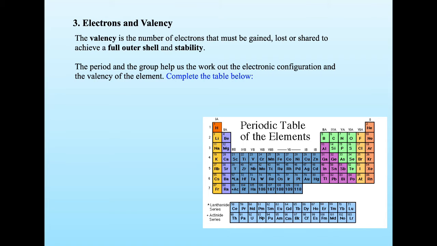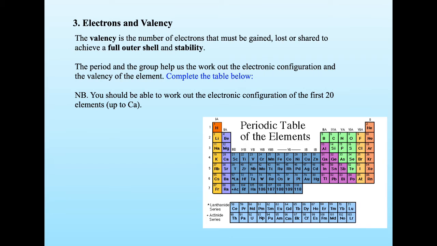So the period will tell us about the electronic configuration of an element, and so we can work out its electronic configuration, and also by doing that we can work out its valency. You should be able to, at IGCSE, give the electronic configuration of all of the elements up to calcium, 20 electrons.